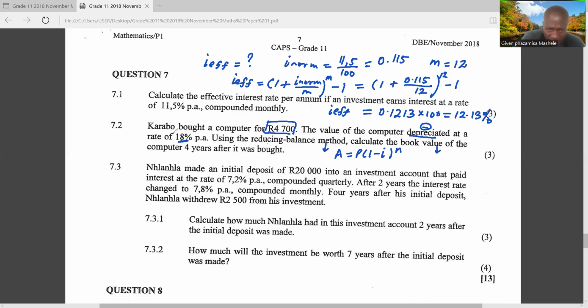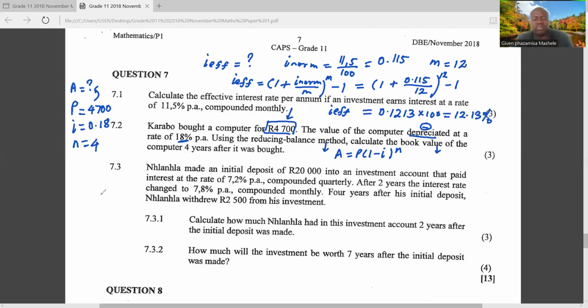Now, to do that, we have in our information, we are given the P. We do not know the A, the book value. We know the P, which is the principal amount. Here it is 4,700. This person bought a computer at an amount of 4,700. Then after 4 years it will lose value, which means we want to calculate the A. So what is the interest rate? The interest rate is 18 out of 100, which is 0.18. Then the n is 4.